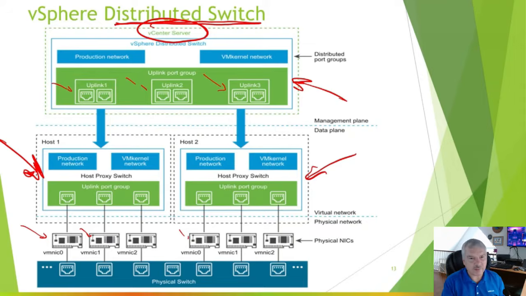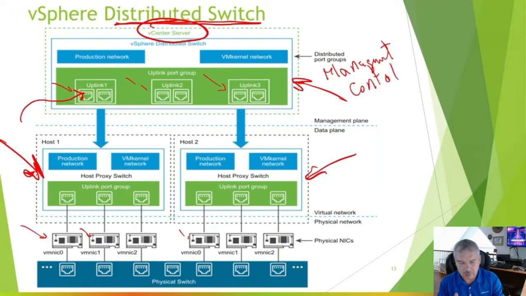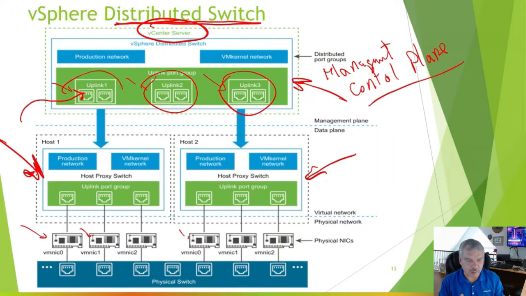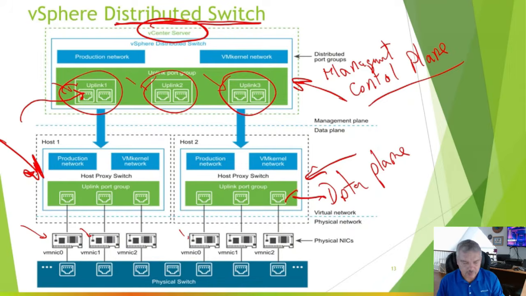This can be very misleading, okay? A lot of people will look at this and say, oh, my data flows through these ports, and that's actually incorrect. This is the management plane, what we refer to as the management and control plane. That means I manage the ports at the vCenter level. The data plane is down here on the physical hosts. So data flows down at the bottom here, not up at the vCenter server.